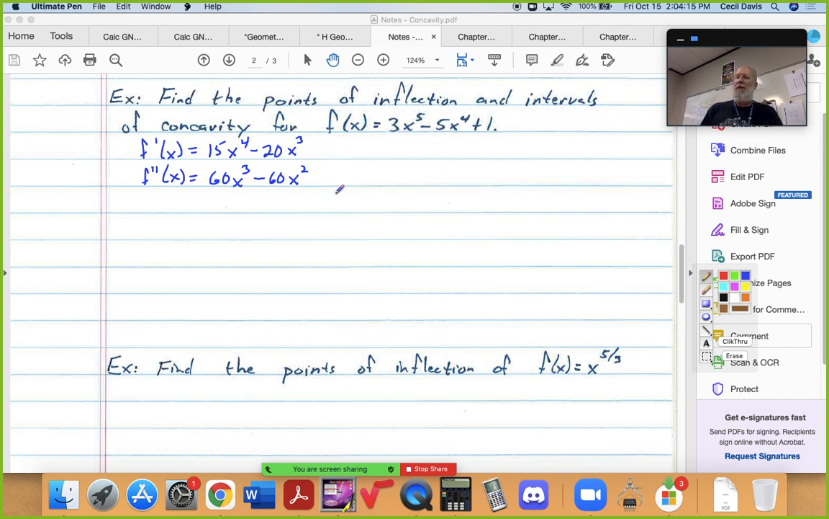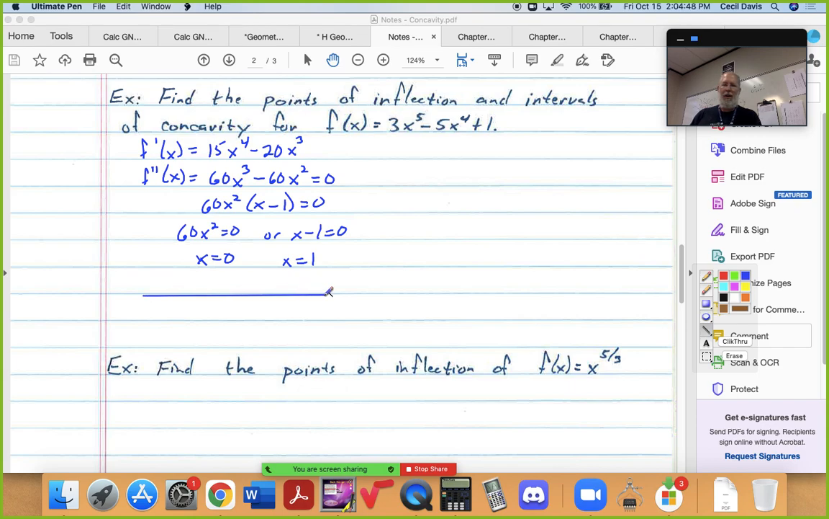As we have done before, we want to set that equal to 0. I'll factor out a 60x squared. So either the 60x squared is going to be equal to 0, or x minus 1 is equal to 0. You can get x is 0 or x is equal to 1. And we'll kind of do the same thing we did before. Here's 0, here's 1.